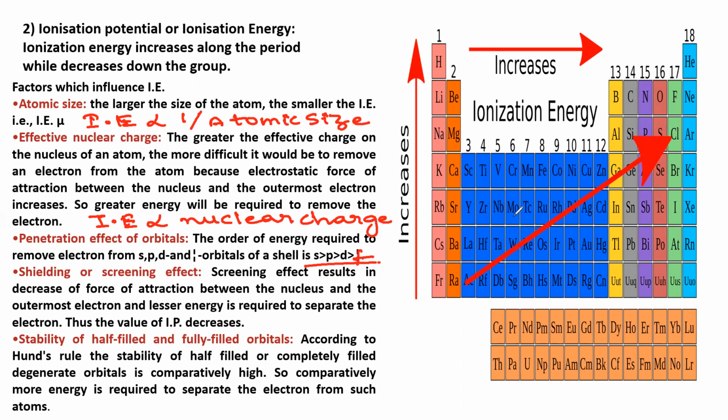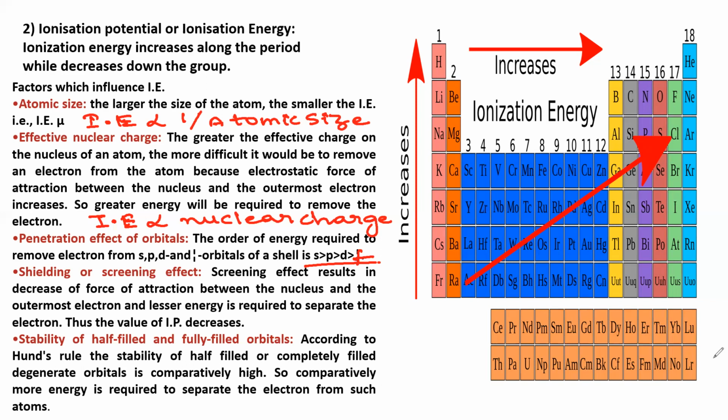So what is the penetration? The order of energy required to remove an electron from s orbital, p orbital, d orbital, and f orbital. Automatically, for the s orbital it is more when compared to p, d, and f. That we already know, because the s orbital is close to the nucleus. So the amount of energy required to remove an electron from the s orbital is greater when compared to p, d, and f.